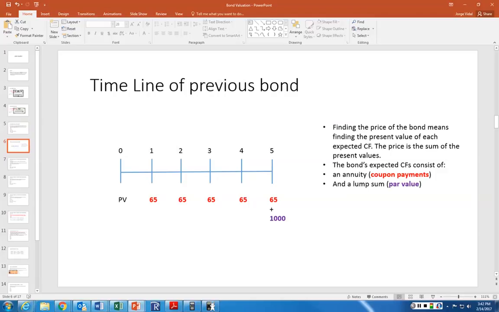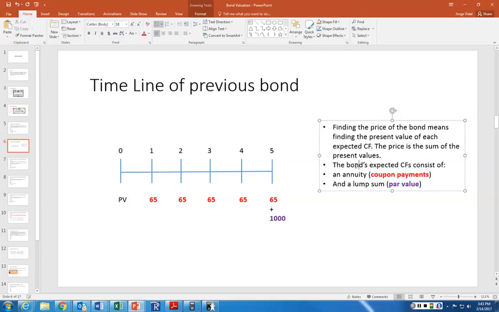So visually, what is happening here? This is the timeline of the bond. It's 5 years until maturity, okay? And the bond makes payments of 65 once per year, which are the coupon payments, and then we have the par value 1000, which is paid at the very end of the bond. So the value, the price of a bond, in fact the value of anything, is equal to the present value of the expected cash flows. Once you have all the present values, you find the sum of all of them and it'll give you the value of an asset. In this case it is the bond.